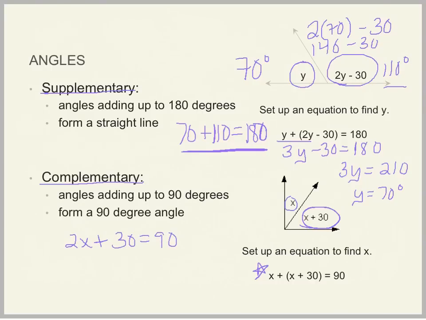Subtracting 30 from both sides, I have 2x equals 60, and dividing by 2, I see that x equals 30 degrees. If x equals 30 degrees, then one angle measurement is 30 degrees, the other angle measurement is 60 degrees, and 30 plus 60 equals 90 degrees.